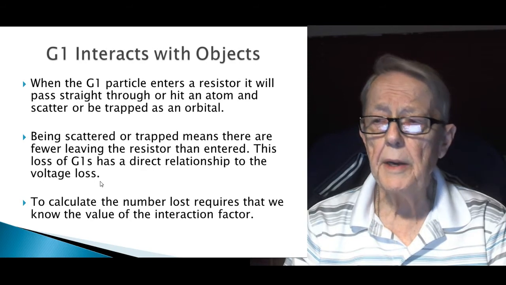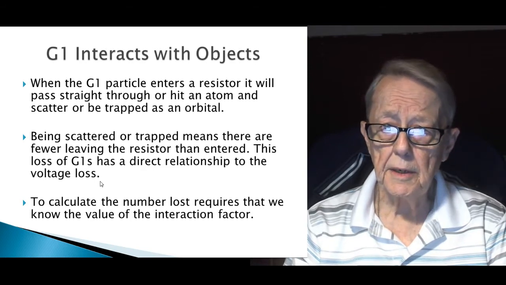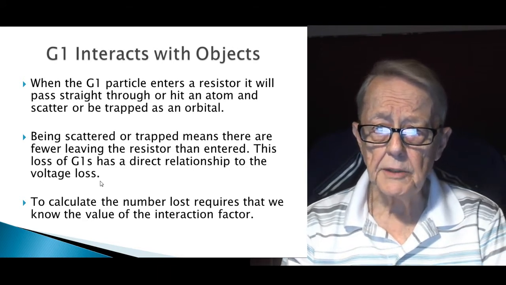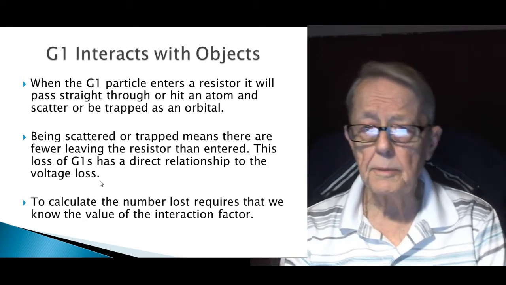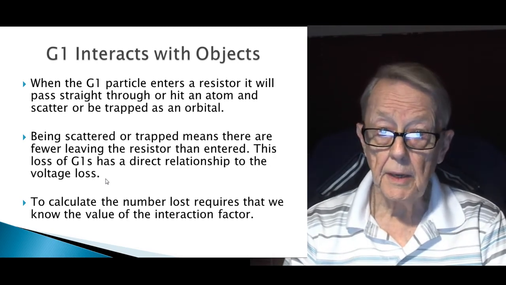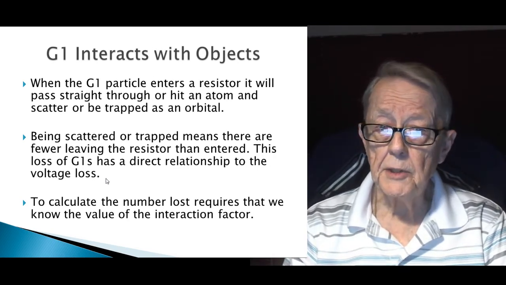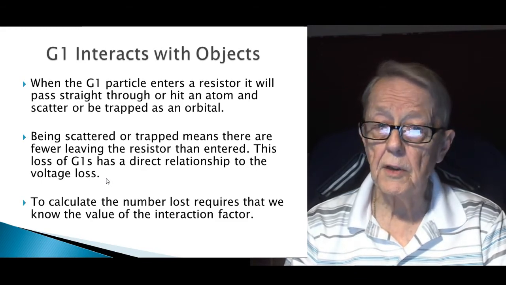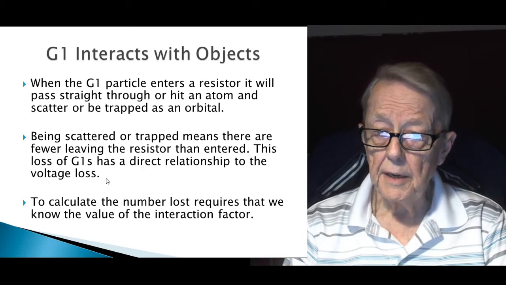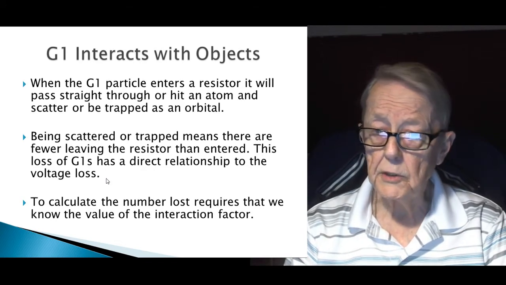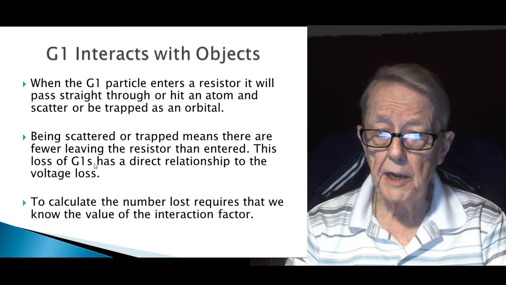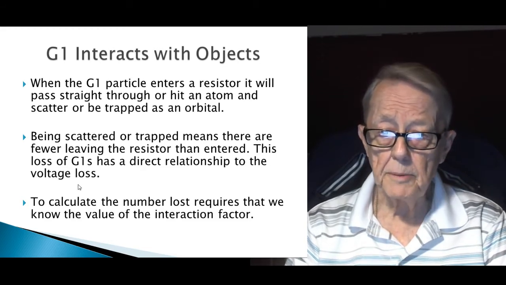Okay, G1 interacts with objects, and when it enters a resistor, it will pass straight through, hit an atom, and scatter or be trapped as an orbital. Being scattered or trapped means there are fewer leaving the resistor than entered. This is the cause of the loss of G1s, and it has a direct relation to the voltage loss because I have assigned 1/10 of a volt to each one. If you lose 10, you're going to have a 1 volt drop.